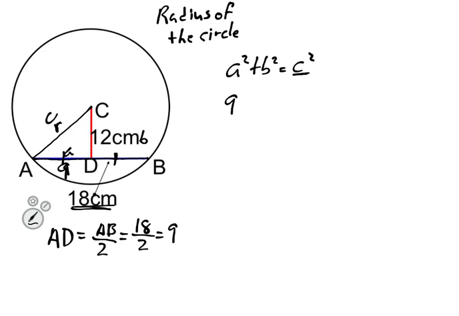So I have 9 centimeters squared plus 12 centimeters squared equals c squared. Now I just start performing the algebra. 9 times 9 is 81, plus 12 times 12 is 144, which is equal to c squared. Now 81 plus 144 is 225.